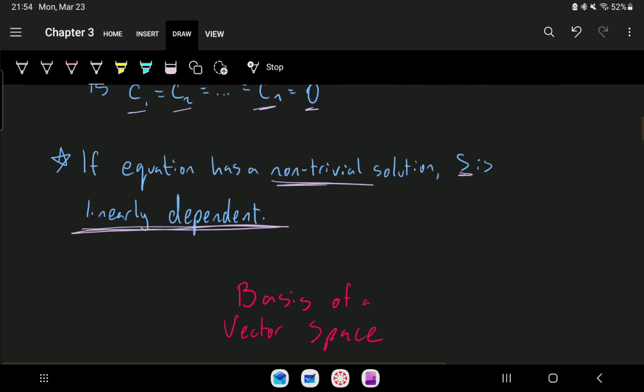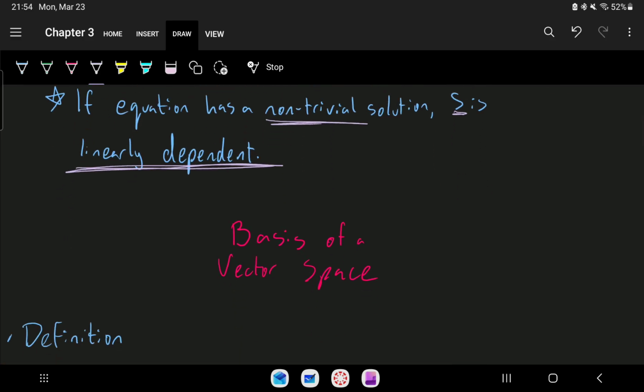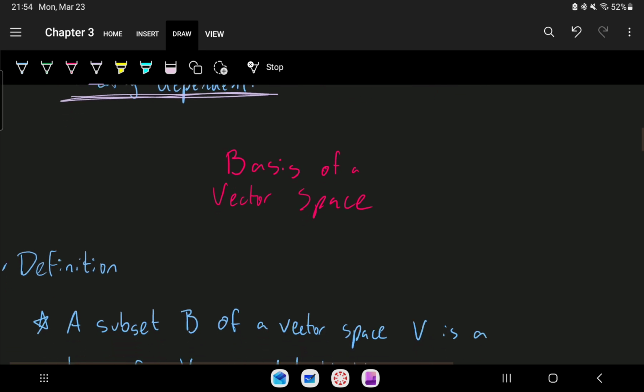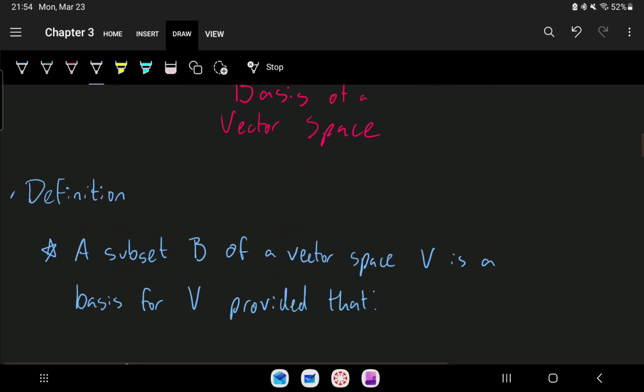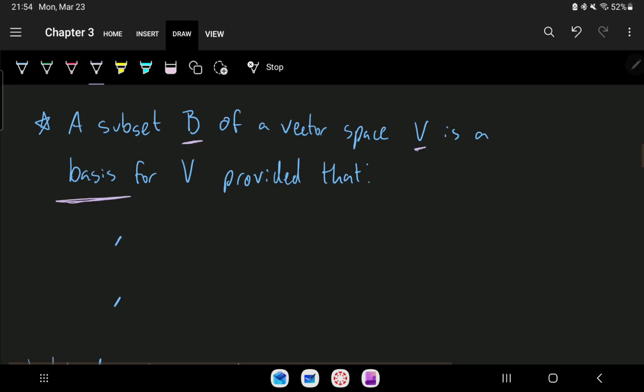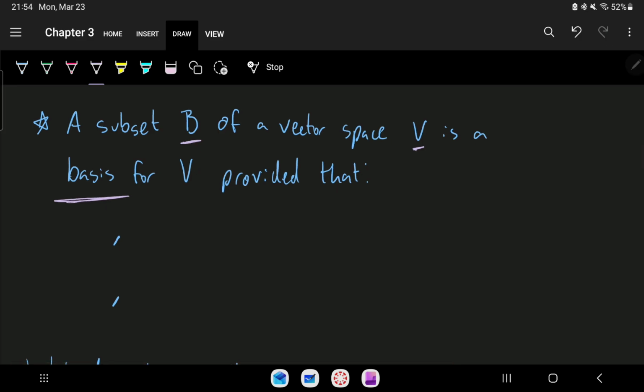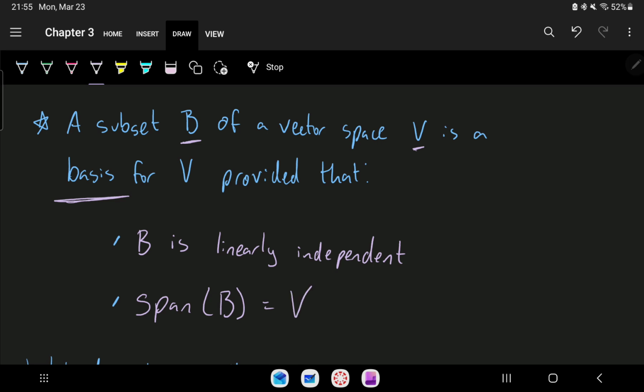So why does this matter? Well, this will definitely help us talk about what the basis of a vector space is. So a subset, call it B, of a vector space V is a basis for V, provided a couple very important things. The first thing is that B is linearly independent, and the second is that the span of B is equal to the vector space.